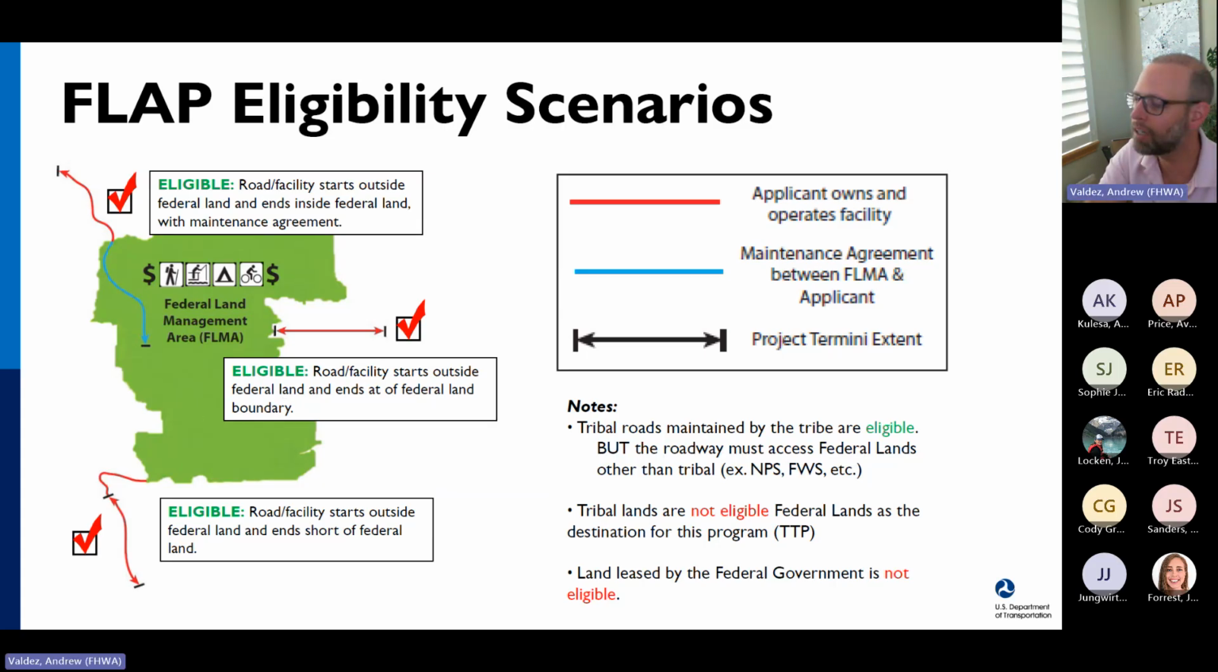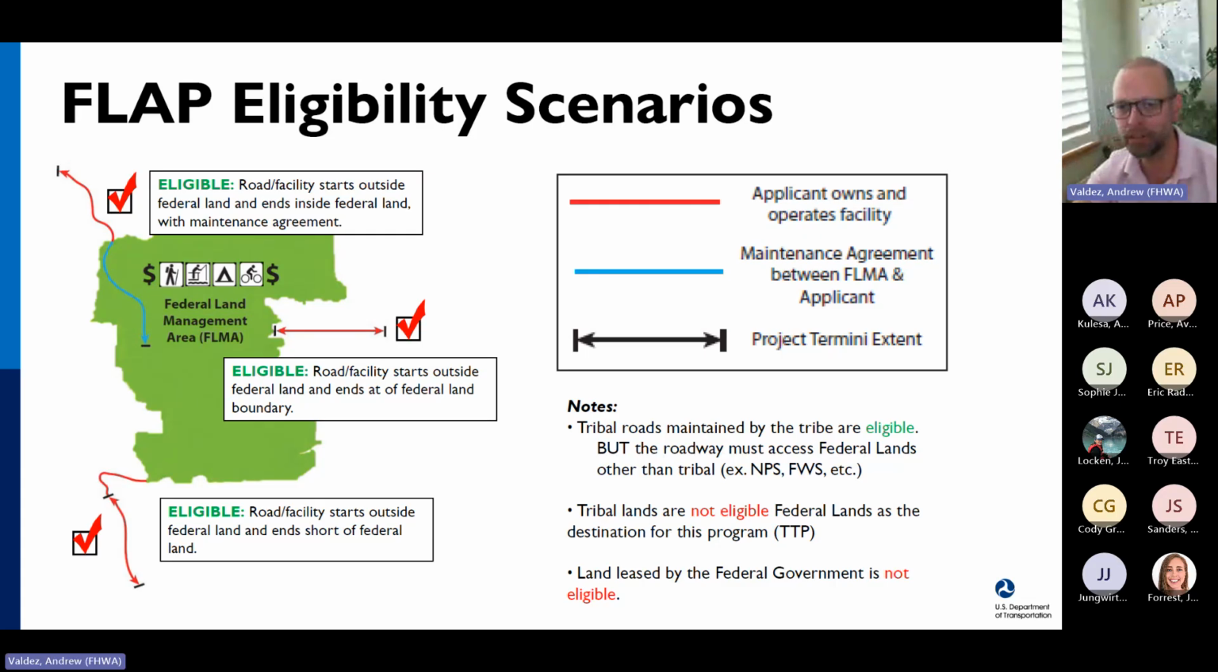Here are some common eligibility scenarios. So at the top there, we have a road or facility that starts outside the federal land and then ends inside the federal land. And you can see that blue segment there that goes into the green. That full alignment or that full segment would be eligible with a maintenance agreement where the local agency agrees to manage that segment of roadway or trail that might be federally owned.